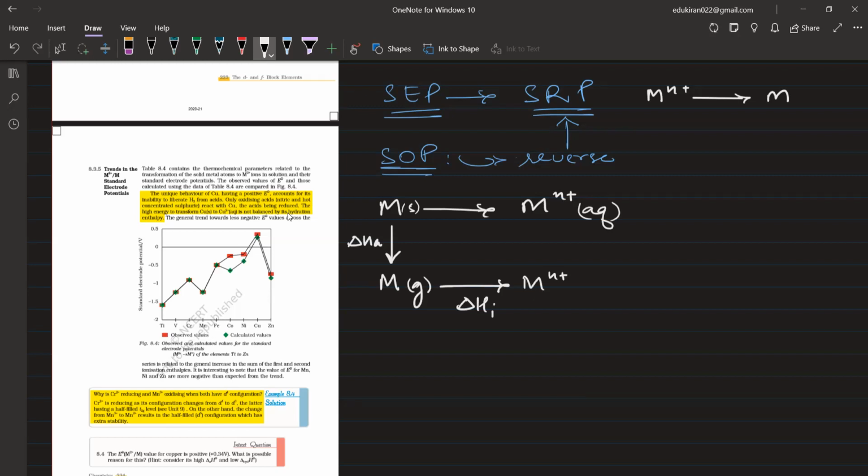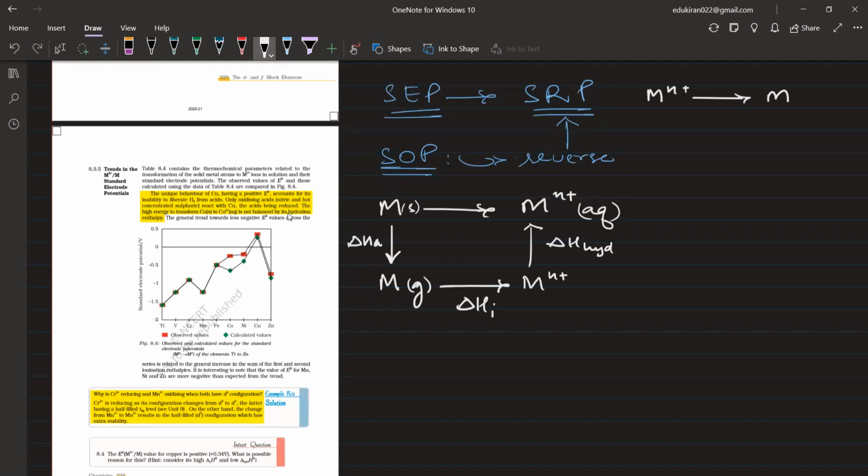If you have M positive, that means only one electron is removed, that will be first ionization enthalpy. If it is M2 positive, then it is going to be the first and second ionization enthalpy, and so on. Now this is delta Hi, and then I am going to hydrate it. I'm going to add water to this positive charge, so I will get delta H hydration.